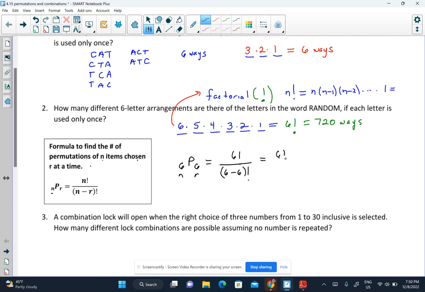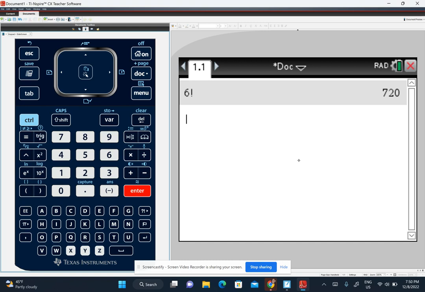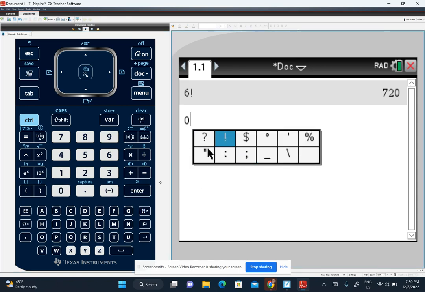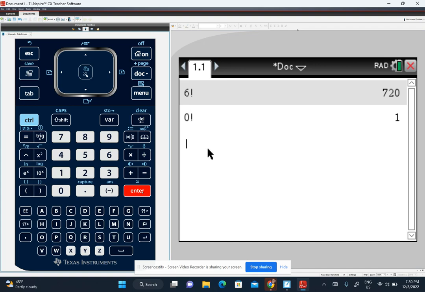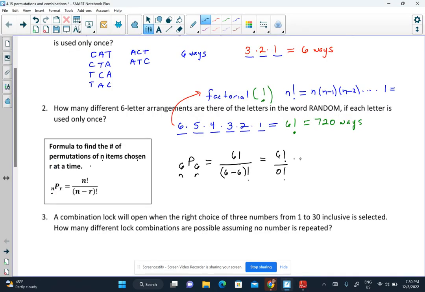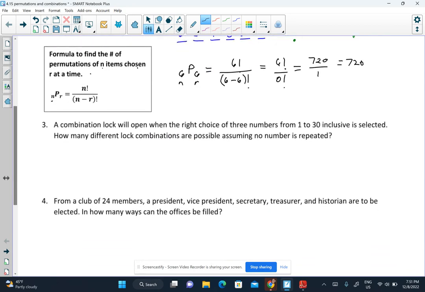So that's 6 factorial over 0 factorial. 0 factorial is always 1, but we'll type it in anyhow so you can see. So we already have 6 factorial. So 0 factorial is 1. So 720 divided by 1 is just 720. So it didn't really do anything different. But now let's take a look at the next problem.